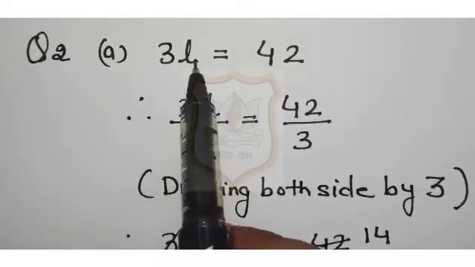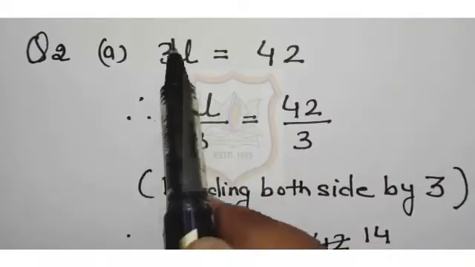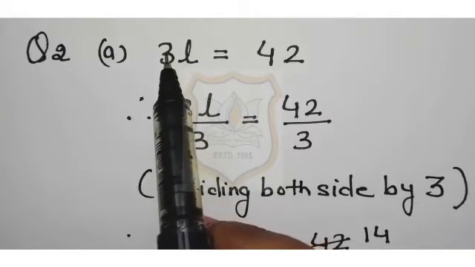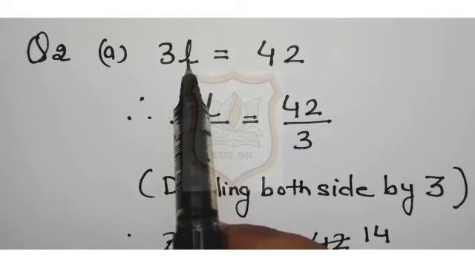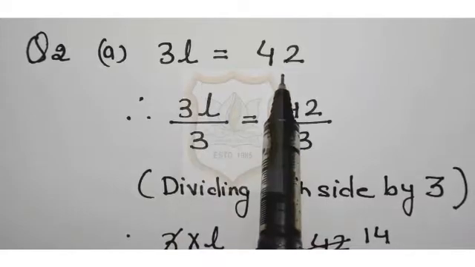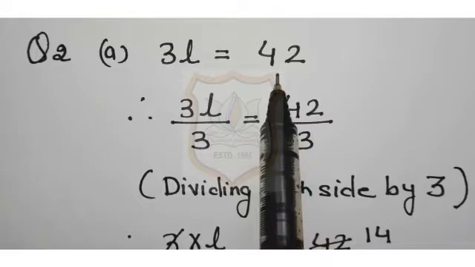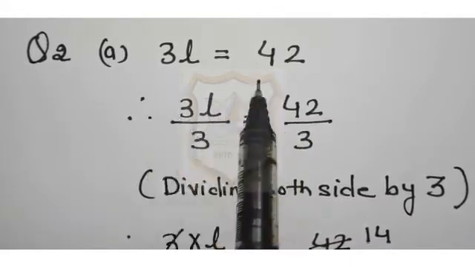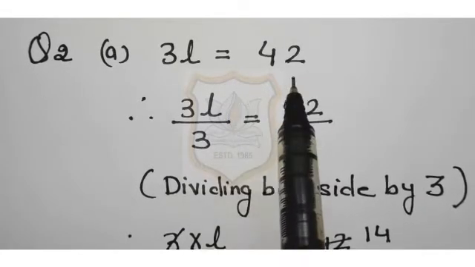A part is 3L is equal to 42. Now students, we have to remove this 3. This 3 is the constant term, from the variable L. To remove the constant term 3 from the variable L, what do we have to do? We have to divide this 3L by 3 on both sides of the equation. As I told you earlier, if we have to remove the constant term, then we have to do the operations on both sides of the equation, whether it is subtraction, addition, multiplication or division.